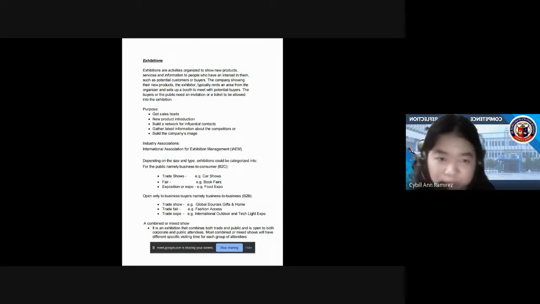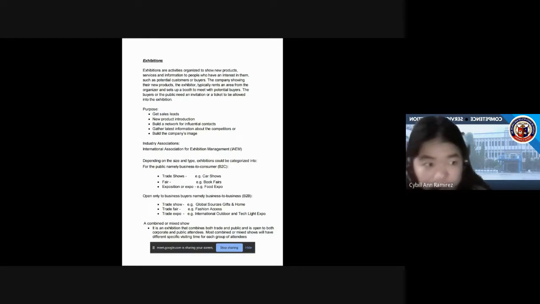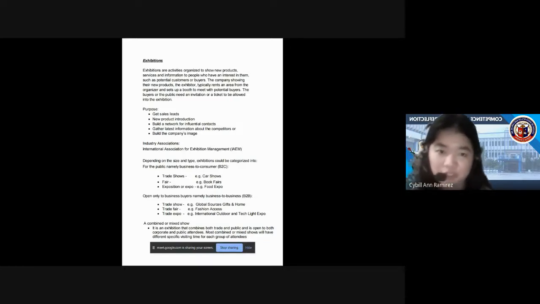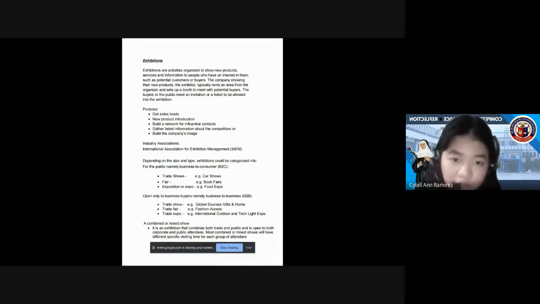The International Association for Exhibition Management is one of the industry associations that sets regulations for exhibitions, or even helps potential places that want to host exhibitions. Depending on the size and type, exhibitions could be categorized into public, namely business to consumer, or B2C. This is a type of exhibition like trade shows, car shows, or fairs like book fairs, or an exposition like a food expo.